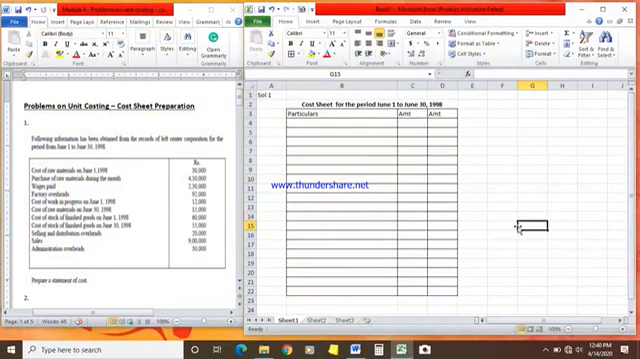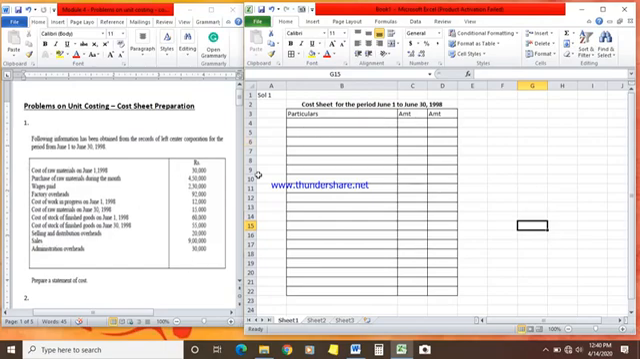In the last module, I discussed the different costing systems and methods. Now we will be solving problems on the first method, that is unit costing. In this problem, we are going to discuss how to prepare a cost sheet with the given information. If you see on the left side, here's the problem, and we are going to solve this problem using Excel.